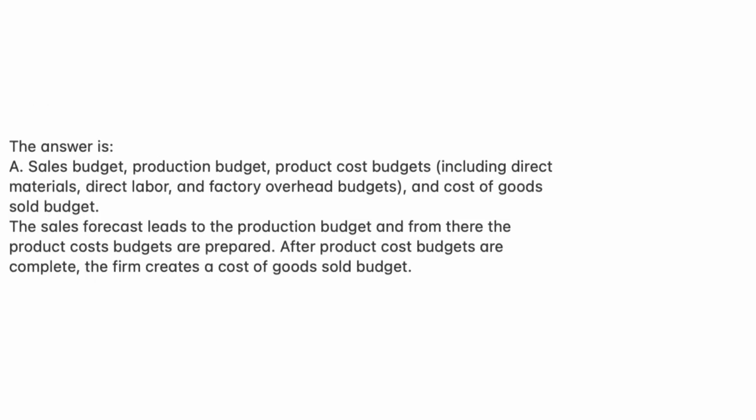The answer is A. Sales budget, production budget, product cost budgets, including direct materials, direct labor, and factory overhead budgets, and cost of goods sold budget. The sales forecast leads to the production budget, and from there the product costs budgets are prepared. After product cost budgets are complete, the firm creates a cost of goods sold budget.